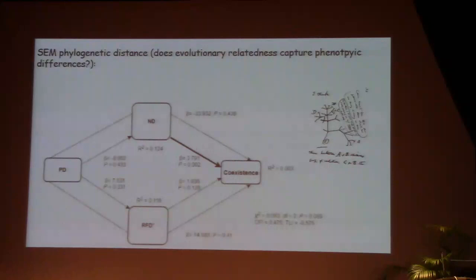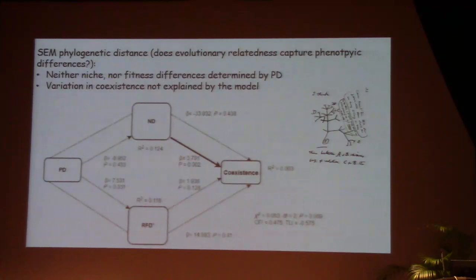Then we also did another SEM. In this case, it's not size difference, it's the phylogenetic distance that is the exogenous variable. So the question is, does evolutionary relatedness capture phenotypic differences, in our case size difference? Basically, it doesn't. Phylogenetic distance is not informative in our experiments in explaining either niche differences, fitness differences, or coexistence. So this is a bit worrying, when we think that the evolutionary relatedness of the same phytoplankton that we work with has no effect on understanding their ecology. And we're not the first ones to point this out in phytoplankton experiments.